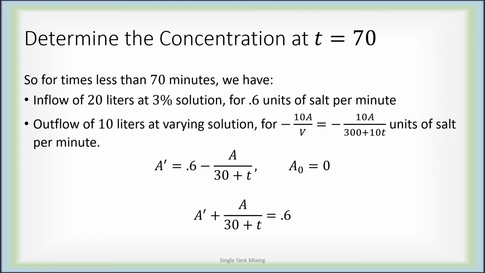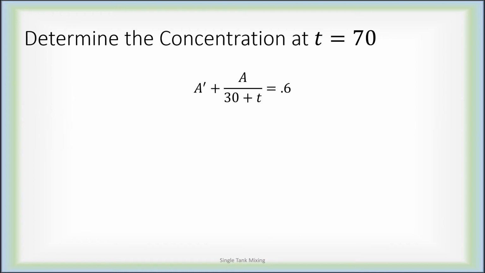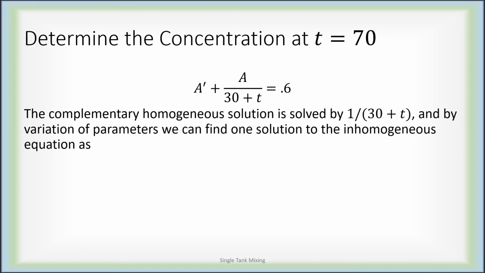Moving terms, we have a nice first-order linear differential equation here. So here's the first-order differential equation we want to solve, which will govern the behavior of our tank from time t equals 0 up to time t equals 70. The complementary equation is solved by 1 over 30 plus t. So if we simply replace this 0.6 with a 0 and solve using our existing techniques, it will be solved by 1 over 30 plus t. By variation of parameters, we can then find one solution to the inhomogeneous equation, as this right here, 18t plus 0.3t squared over 30 plus t.